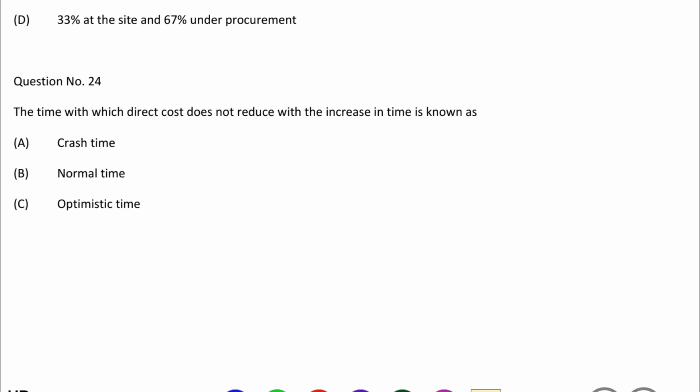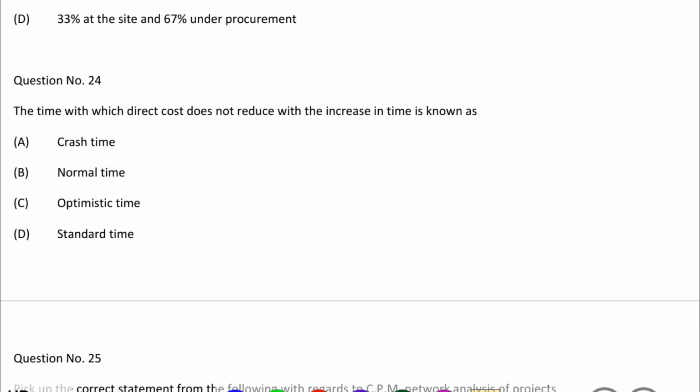So next question, the time with which direct cost does not reduce with the increase in the time is known as option A crash time, option B normal time, option C optimistic time, option D standard time. So the correct answer is option B normal time.